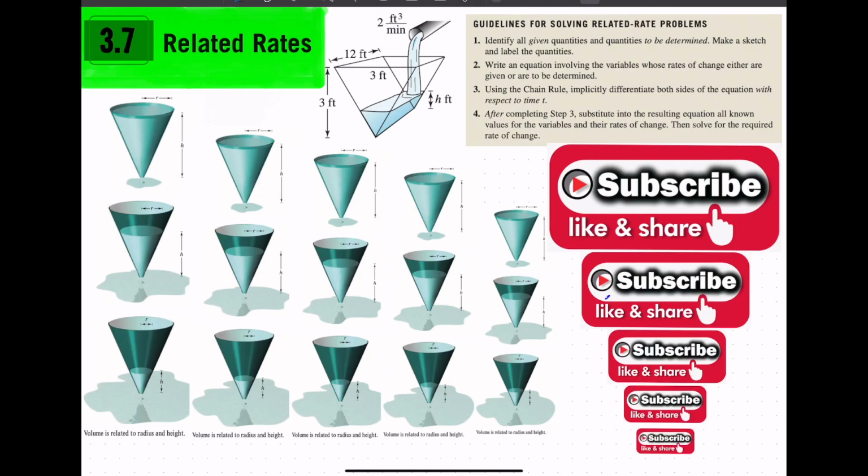We're looking at chapter 3.7, related rates. Here are some of the guidelines for how to solve these types of problems. Go ahead and take a look at those.